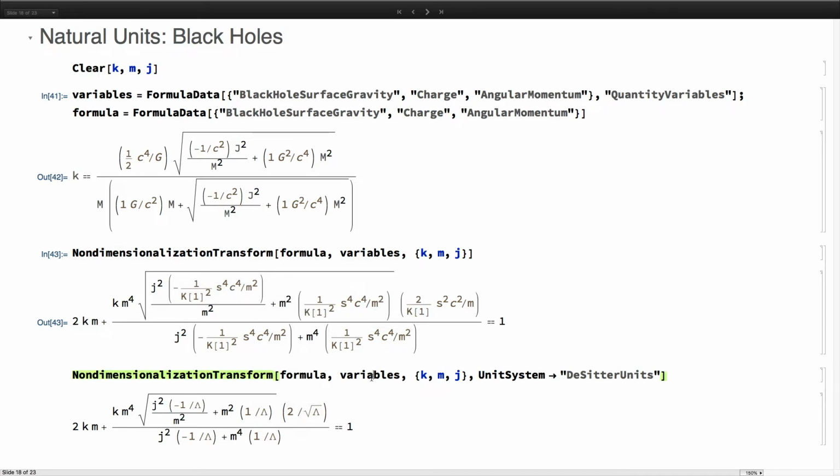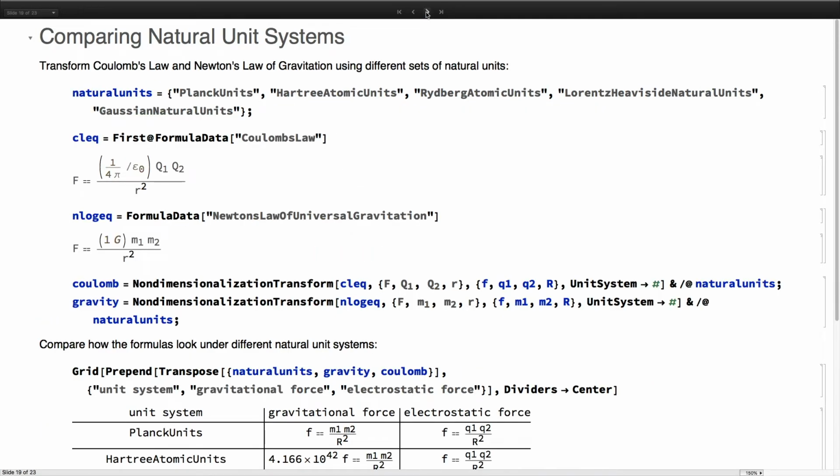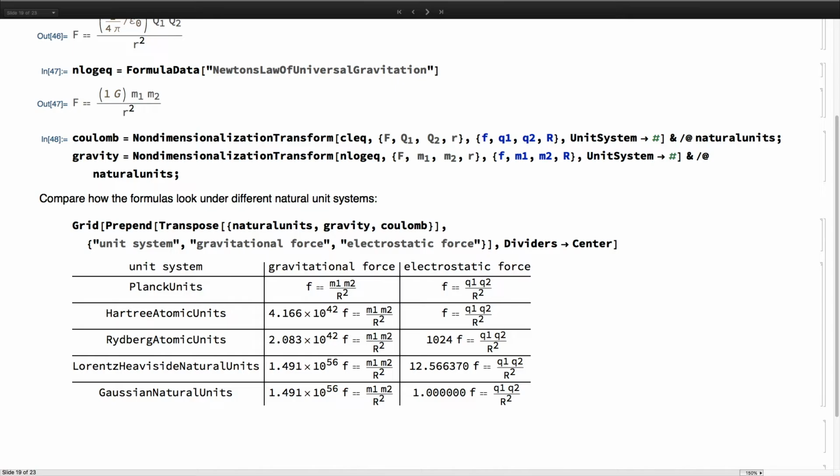But if we specify that we want our results in de Sitter units, which seems appropriate involving black holes, then we get this in terms of the cosmological constant. And we can compare how these natural units work on different formulas. Here's just a simple example looking at Coulomb's law and the law of gravitation, looking just at the forces involved. And we apply the different natural units to the different equations, and we can see how they compare.